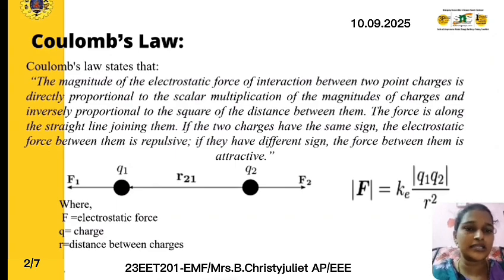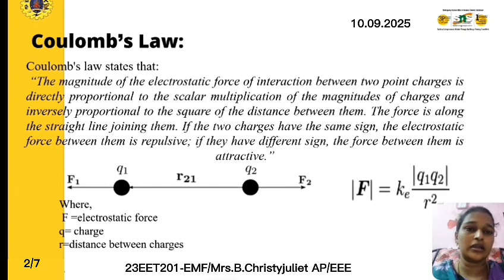Coulomb's law states that the magnitude of the electrostatic force of interaction between two charges is directly proportional to the product of the magnitude of charges and is inversely proportional to the square of the distance between them. The force acting on the two charges is either repulsive or attractive. If the force between them is repulsive, then the sign will be minus. If the force between them is attractive, then it will be indicated through a plus sign.